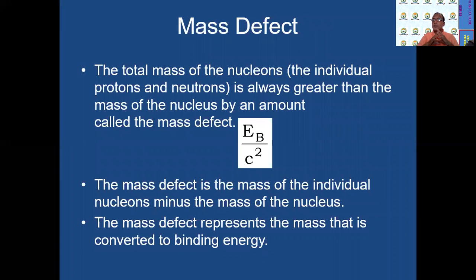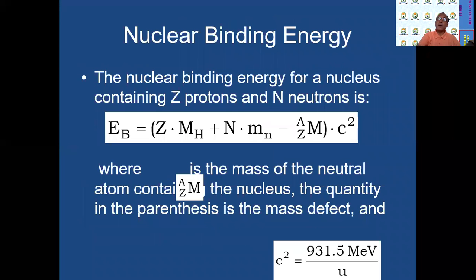Now, the total mass of the nucleons, that is the individual protons and neutrons, is always greater than the mass of the nucleus by an amount which is called the mass defect, and it is given by the formula EB upon c square, where EB is the binding energy and c is the velocity of light in air. Mass defect is the mass of individual nucleons minus the mass of the nucleus. Mass defect represents the mass that is converted into energy, and that energy is called the binding energy.